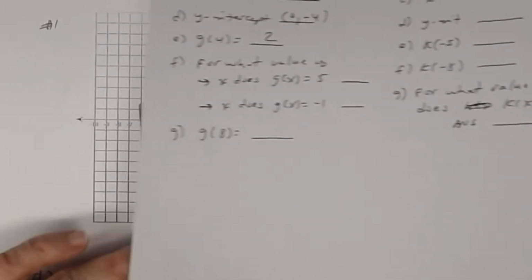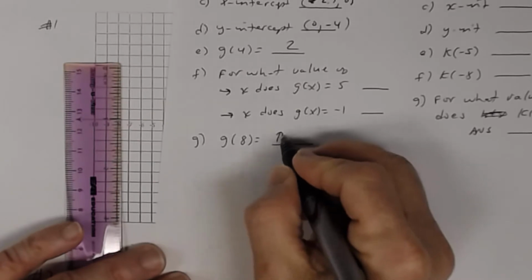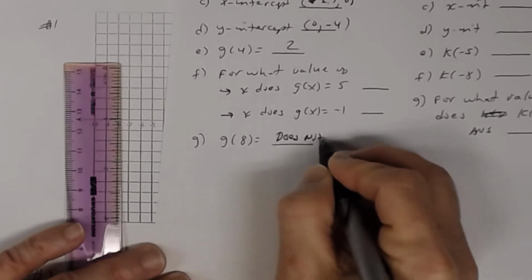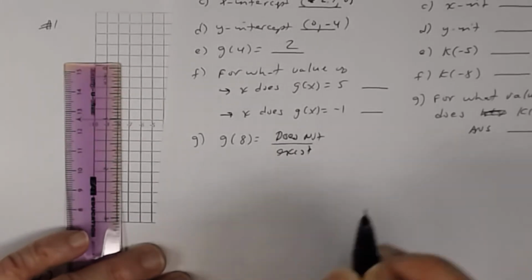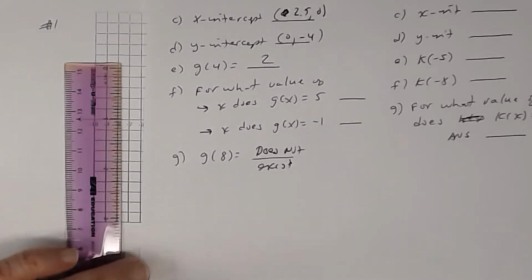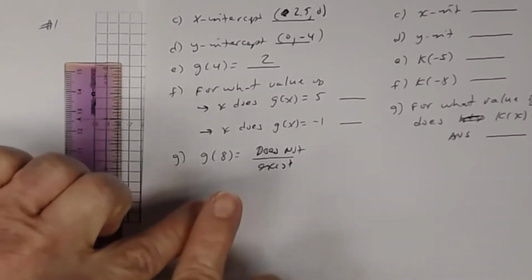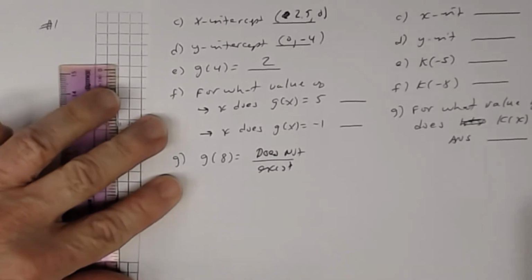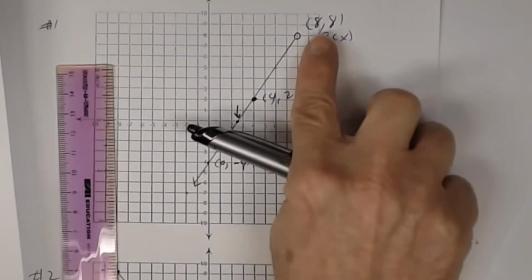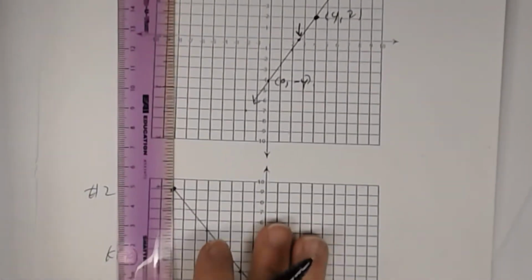So what you have to say here is, does not exist, because it's an open circle. All right, so it's important you know the difference between an open circle and a closed circle.